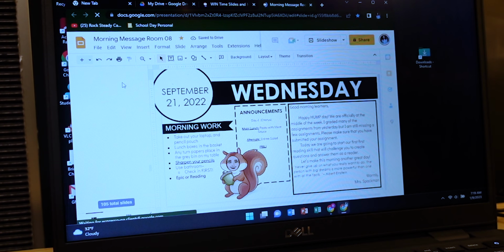My goal is to create a structure from the moment my students enter the classroom to the point where they leave. When my students come in, they go directly to their seats and they read the message. I use the same message for both of my classes, but one might be tailored a little bit differently depending on what I need to communicate to that group of students.